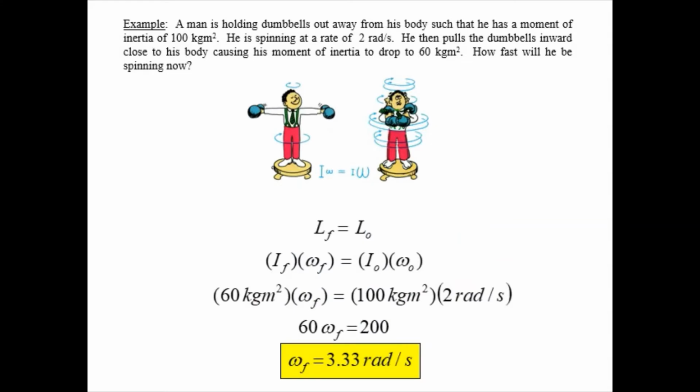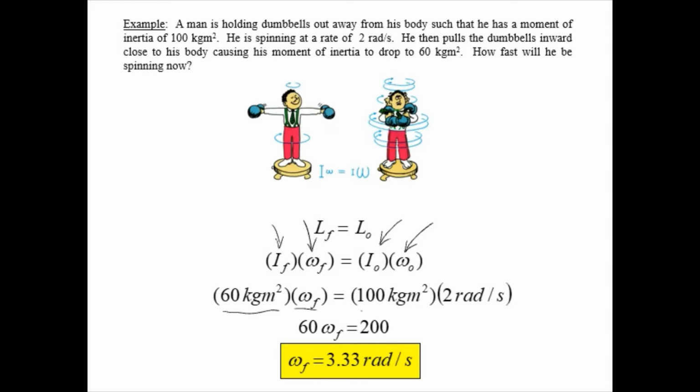obeying the law of conservation of angular momentum, L final has to be equal to L original. And so the final rotational inertia times the final angular velocity, omega final, have to be equal to the original rotational inertia times the original angular velocity. In other words, I final omega final has to equal I original omega original. So when we plug this in, his final rotational inertia was 60. We don't know omega final; we want to know how fast he's spinning at the end.